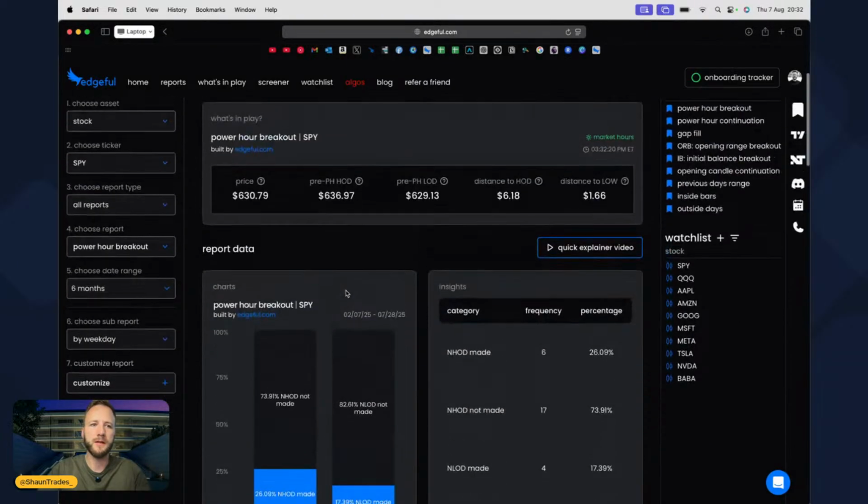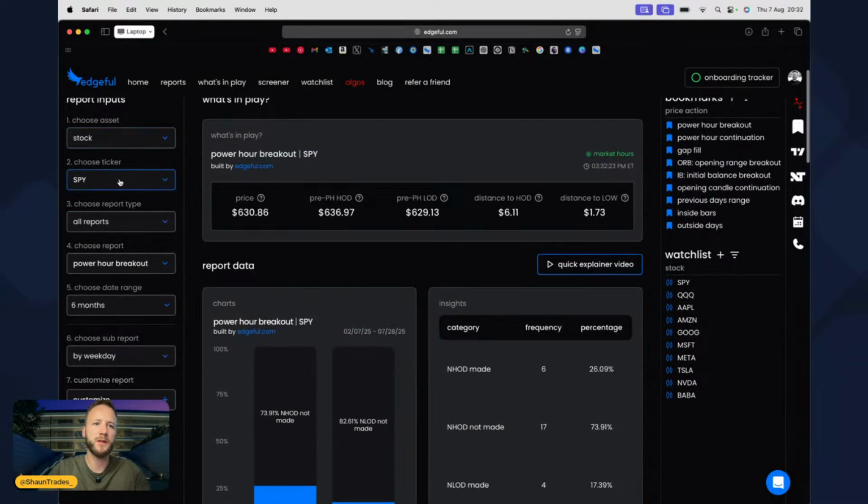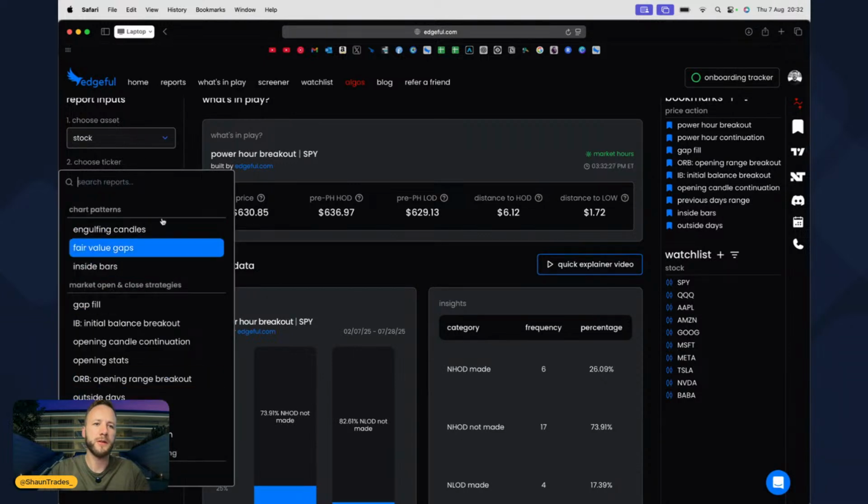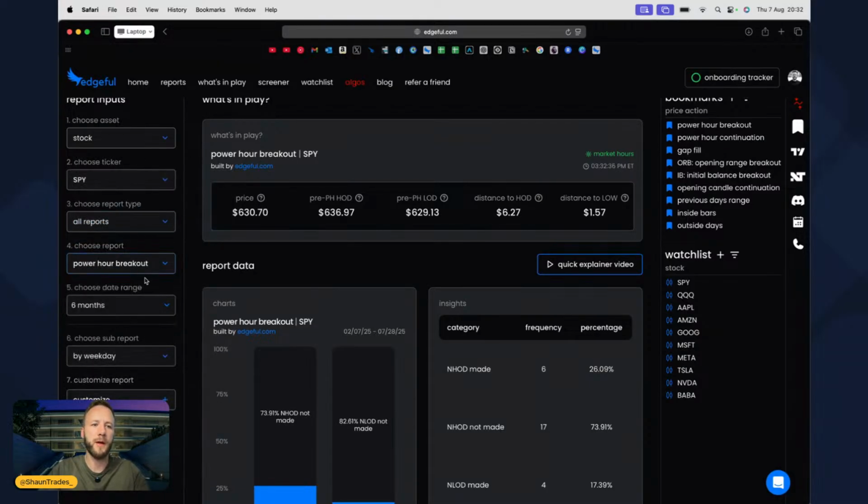So you've got the bits on the side here, obviously stock, SPY, and then we've got the power hour breakout report, which you can choose lots of different ones. We'll be going into quite a few little reports today, so we can show you what they do and how you can change the inputs, etc. So we'll go through that.